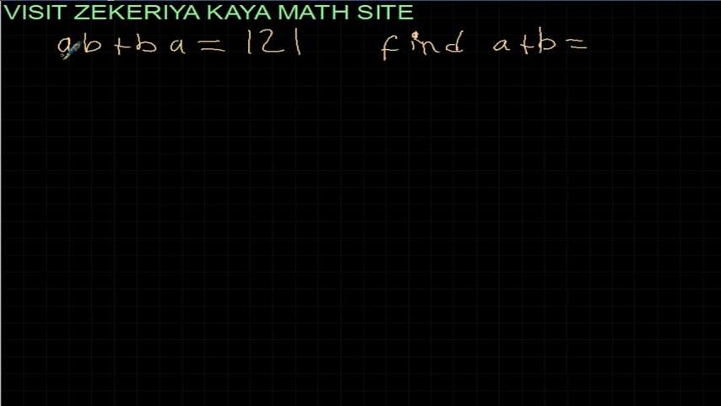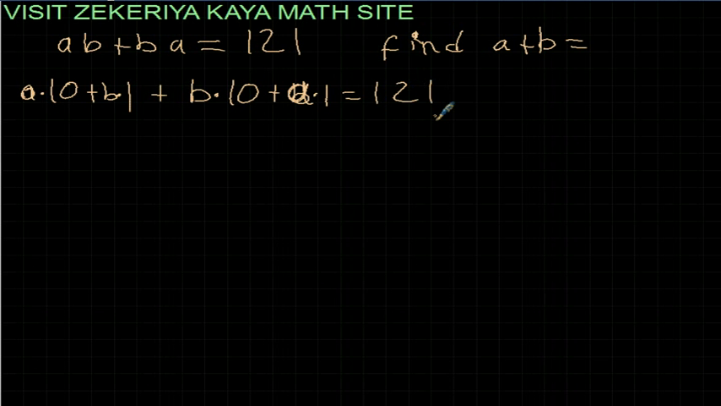For example, AB. This is a 2-digit number. It's like 25, 36, 74. It can be anything. So when you open this, how do you open this? A times 10 plus B times 1. Am I right? When you open BA, how do you open? B times 10 plus A times 1, equal to 121.